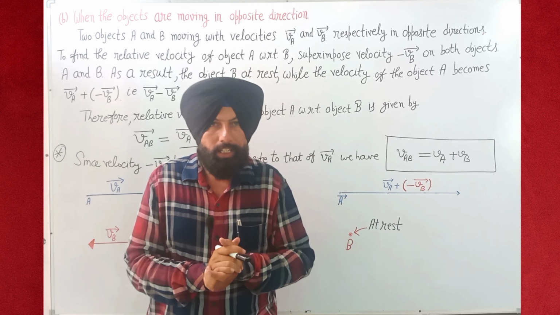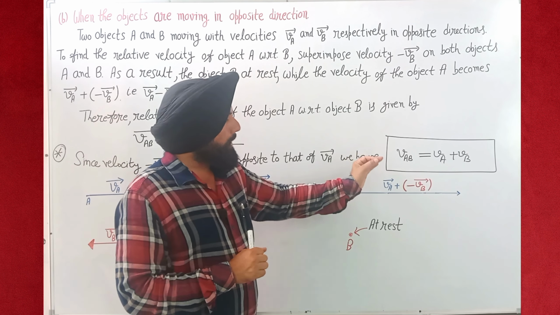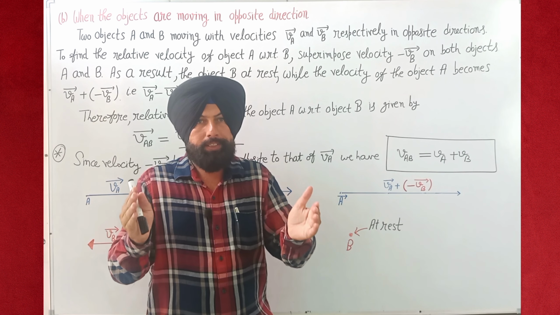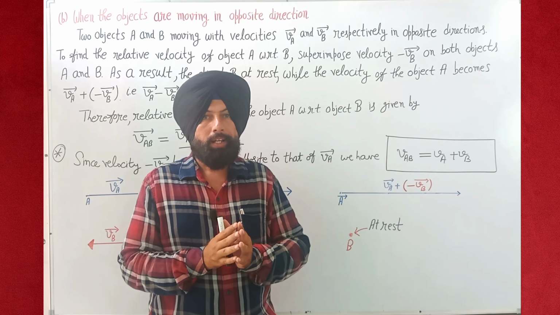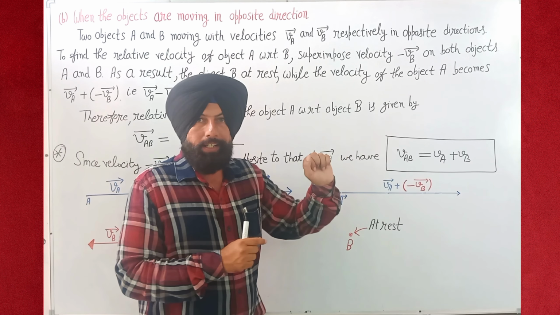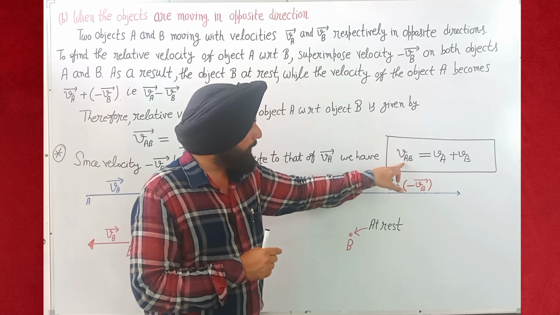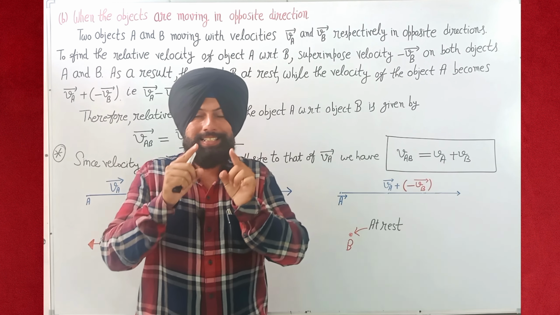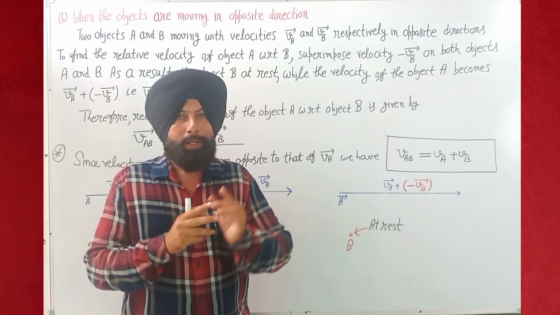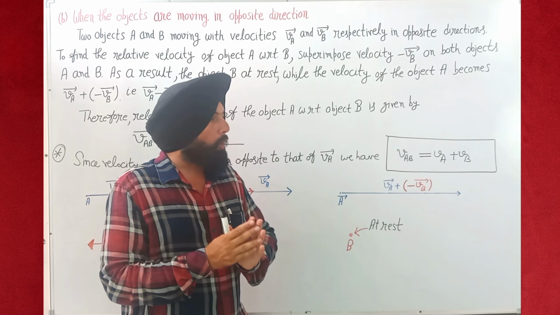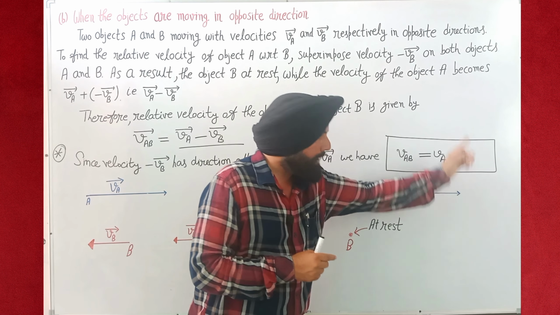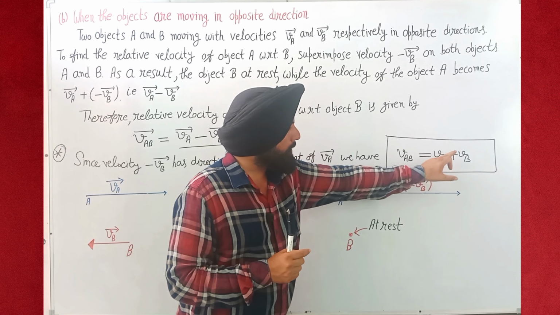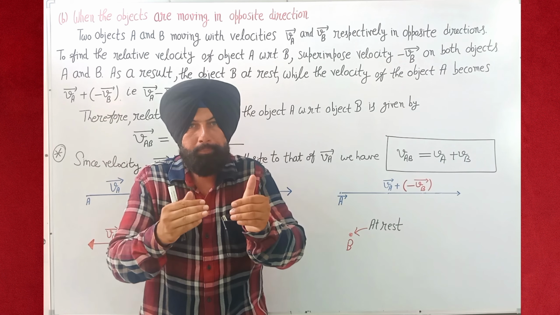So here we have learned, when the objects move in opposite directions, the relative velocity, in this case the relative velocity of object A with respect to B, is equal to the sum of the magnitudes of the velocities of both objects, meaning velocity of object A plus velocity of object B.